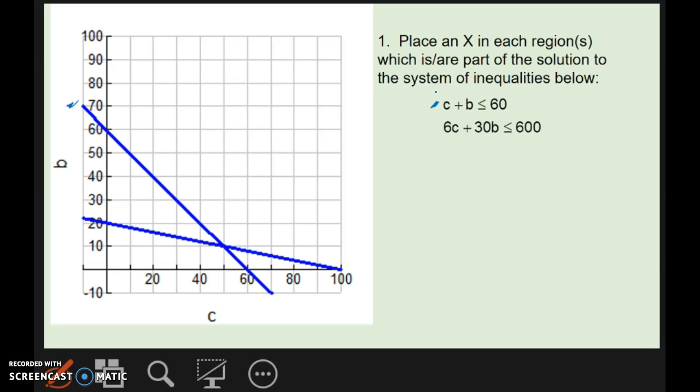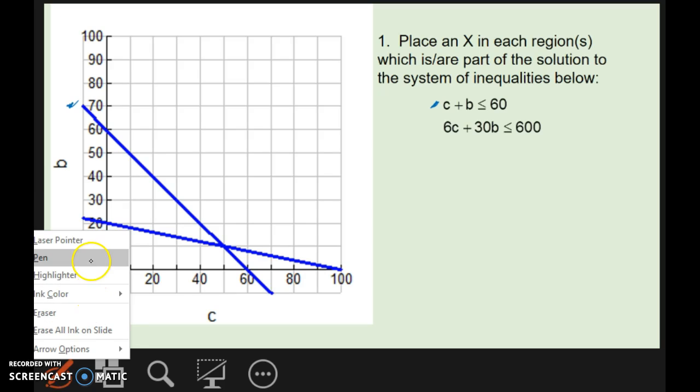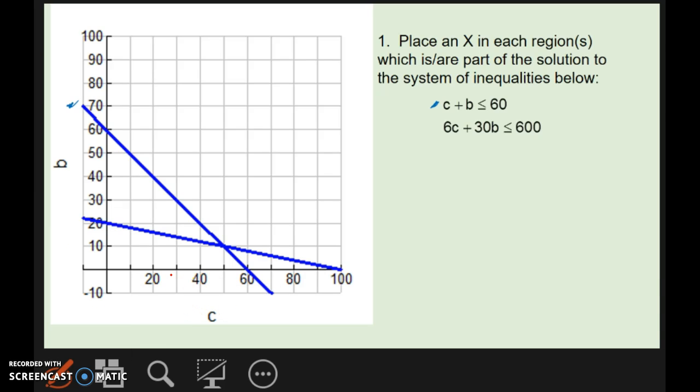That would mean that the other line, 6C plus 30B less than or equal to 600, would be this other one over here. And just to verify, if I found the C intercept, setting B equal to 0, 6C equals 600, yeah, it would be 100. So looks like we're good to go on those. And let me put that one in red.